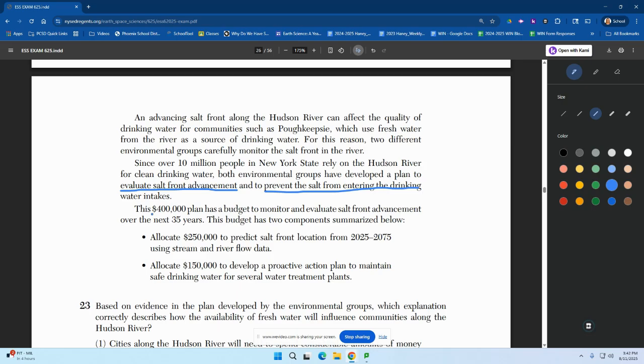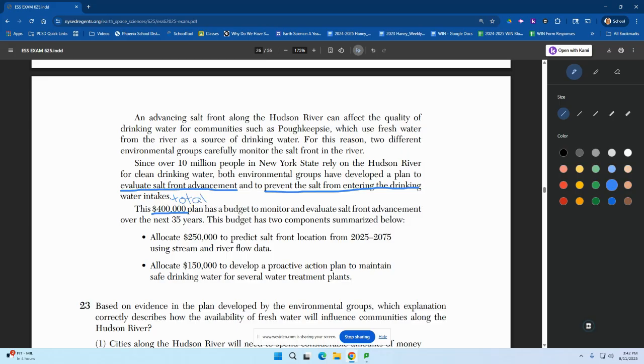This $400,000 plan has a budget to monitor and evaluate salt front advancement over the next 35 years. This budget has two components summarized below. So our total is $4,000. I'm just going to label that's our total.